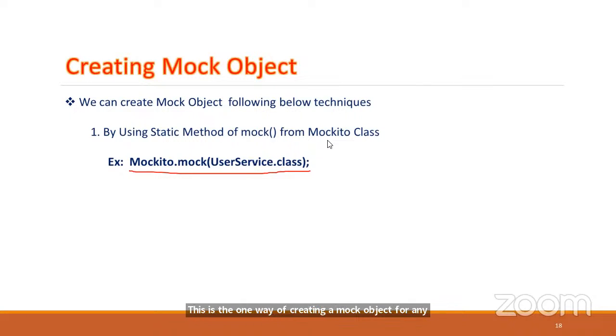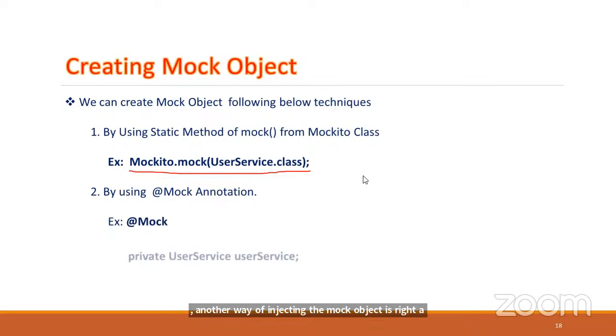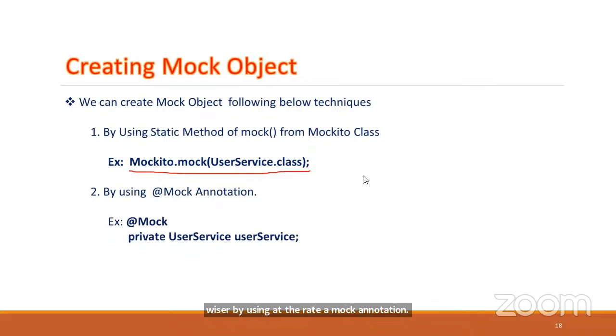Simple. Okay, so there is another way of creating the mock object straight away, sir, by using the @Mock annotation. Any one of the approaches is fine. You can create a mock object by using the static method of the Mockito class, or else you can use the annotations, sir. Mockito also has some annotations that we can use, @Mock. Hope you guys are clear.